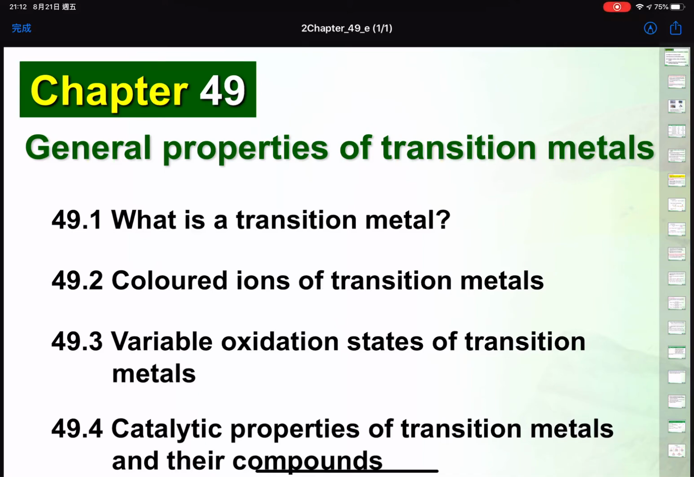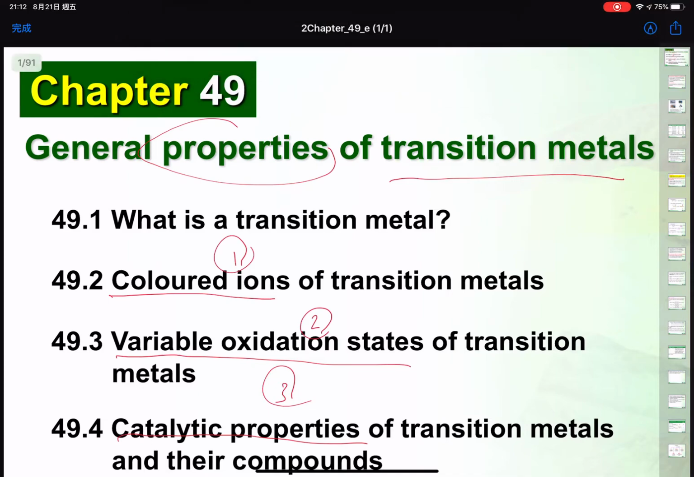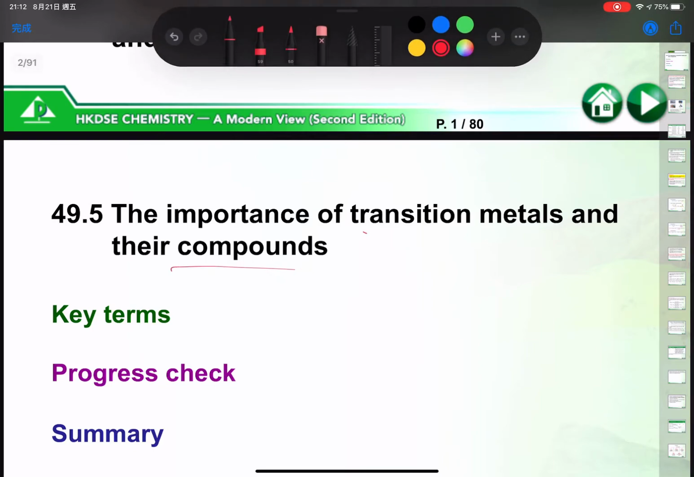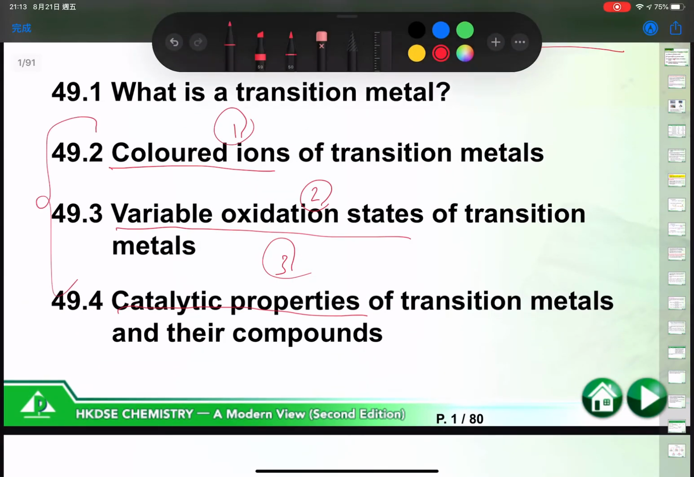Okay, good morning, everyone. Today we are going to talk about the last chapter of Book 4, which is chapter 49. We focus on the transition metals and their properties. This chapter is not very difficult because we just need to understand some basic properties: transition metals have color, they have variable oxidation states, and they have catalytic properties. Okay, and some important compounds of transition metals. Later we will focus mainly on these three properties.